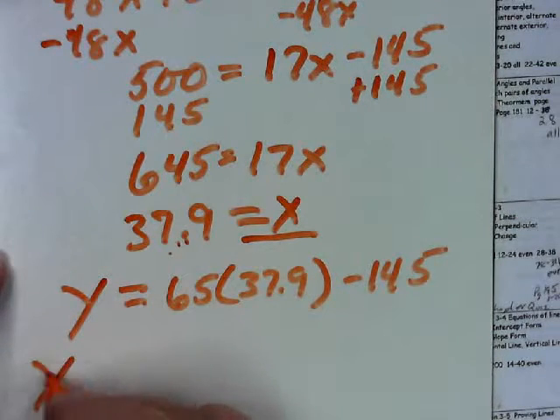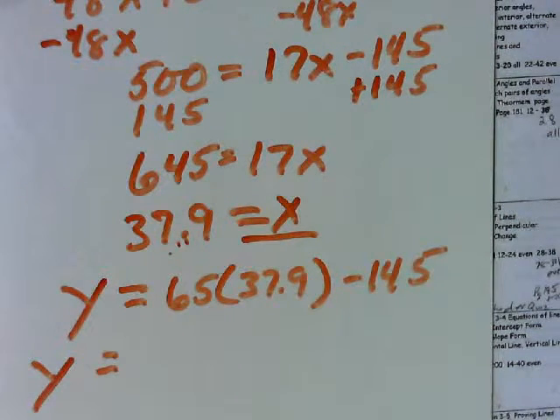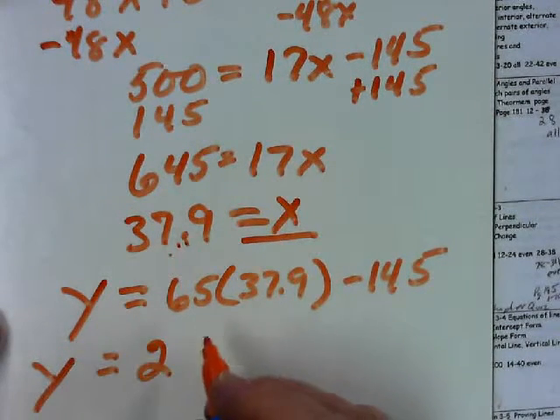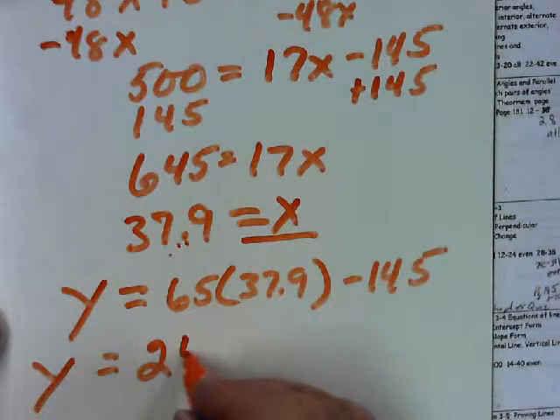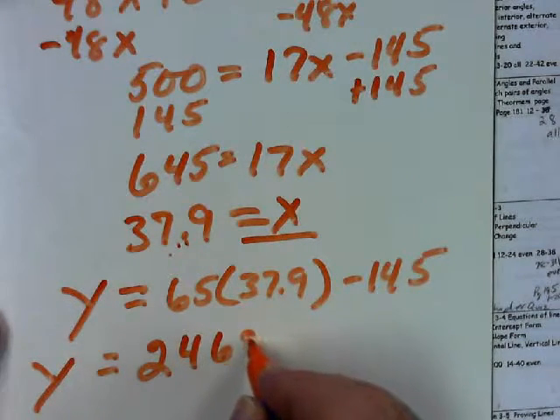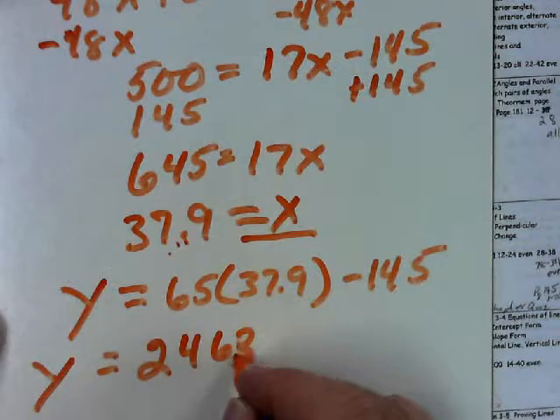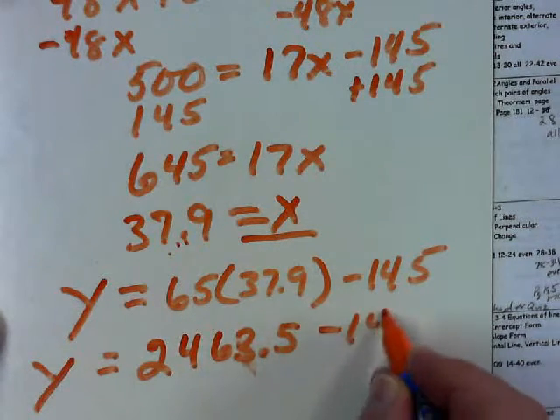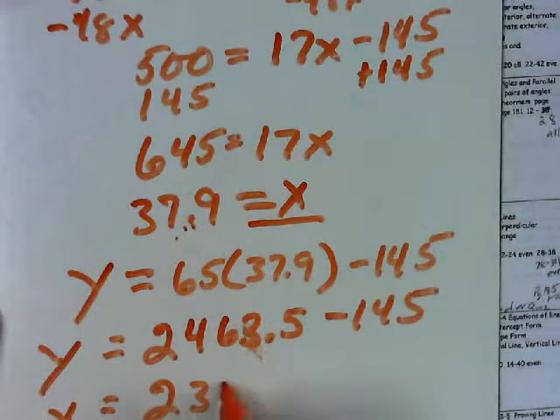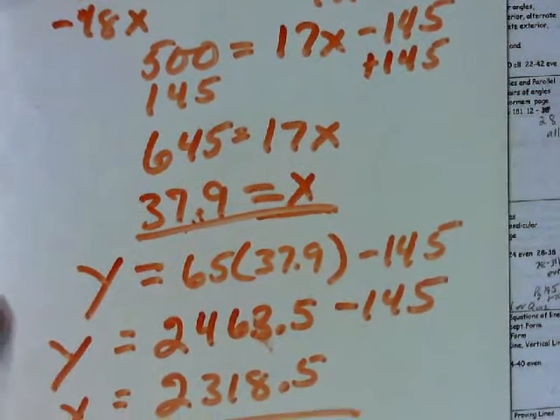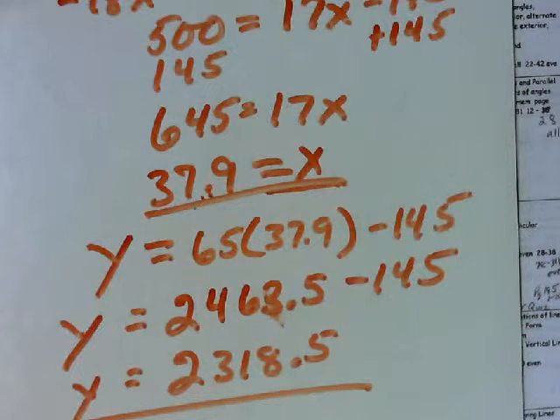Yes, you have the handy dandy little calculators. What is 65 times 37.9? 2,463.5. Minus 145. 2,318.5. So now I have a value for x and I have a value for y. Have I solved for x and y? Yep, sure have.